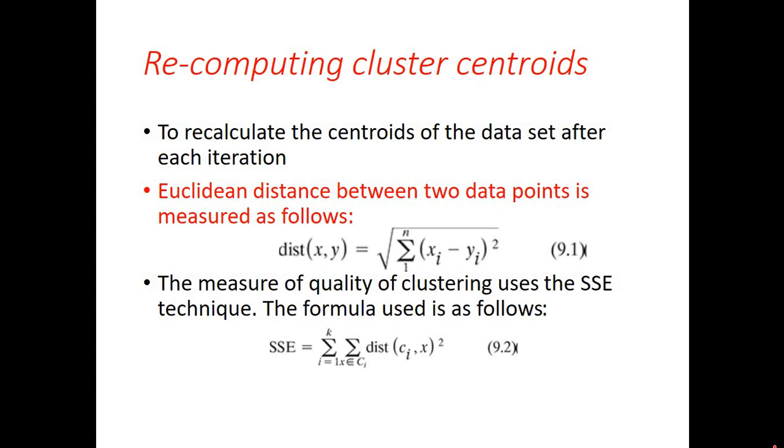The quality of the clustering is measured by using the SSE technique. SSE is nothing but the sum of the squared error. The formula used here is SSE is equal to sigma i is equal to 1 to k. So k is nothing but the number of clusters, and sigma distance between each point with respect to the cluster, whole square. So this will give you the sum of the squared error for all the points with respect to their clusters.